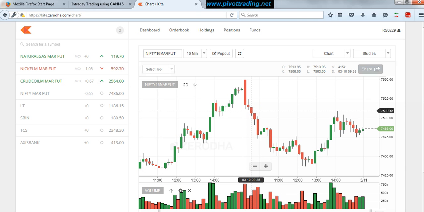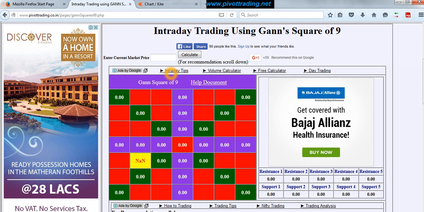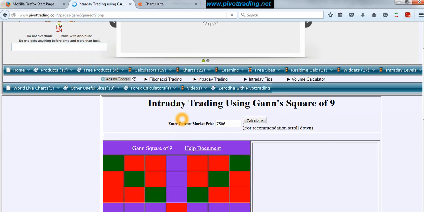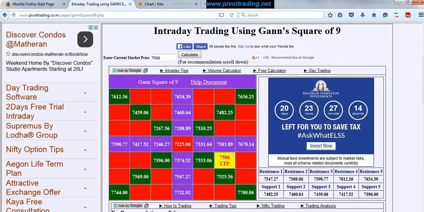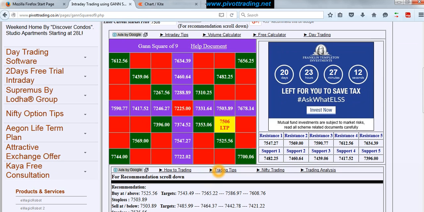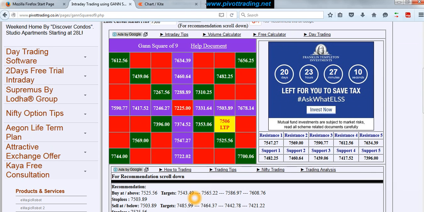So let's say we calculated the levels at 9:35, and if you look at the closing price, for this particular candle the closing price was 7506. Or I would say the average price at this particular time in the morning would be close to 7506. So what we will do is input this particular value here, 7506. We calculate the levels, and we got these levels. We got this square populated with different values.